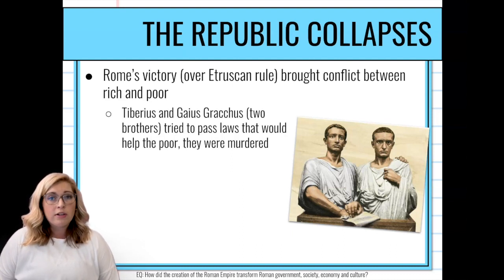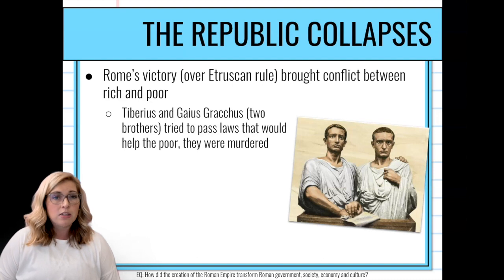Enter two brothers, Tiberius and Gaius Gracchus, who are pictured here. They were elected as tribunes, and you'll remember the tribunes were people who were elected to look out for the common people. They make laws that help them. So they come into the picture.